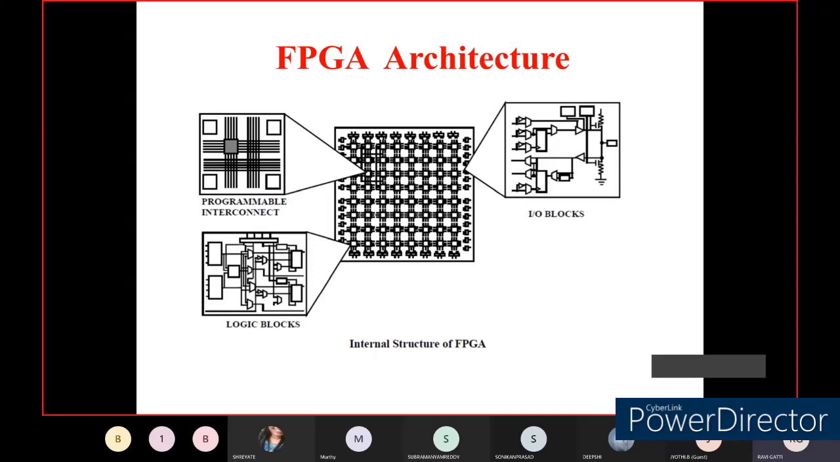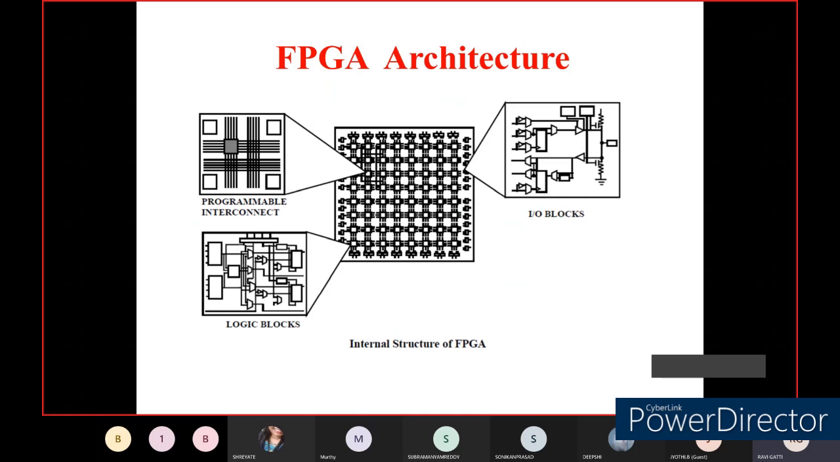FPGA architecture is mainly consisting of three important components. So what are the important components it is consisting of? It consists of IO blocks, logic blocks, and a programmable interconnect. Okay, so we will study these components in detail one by one.